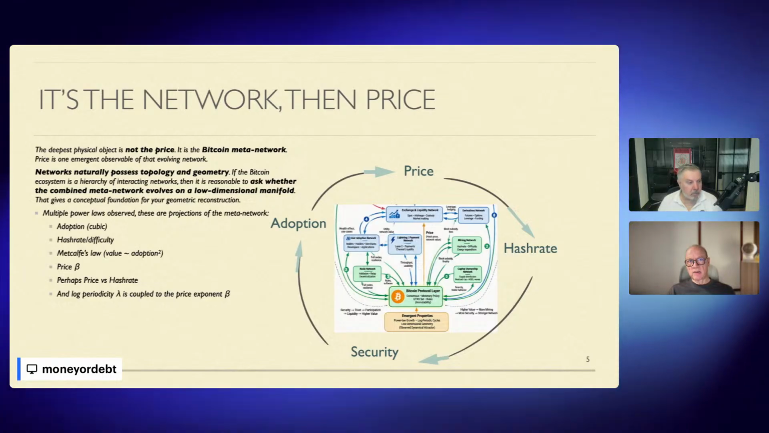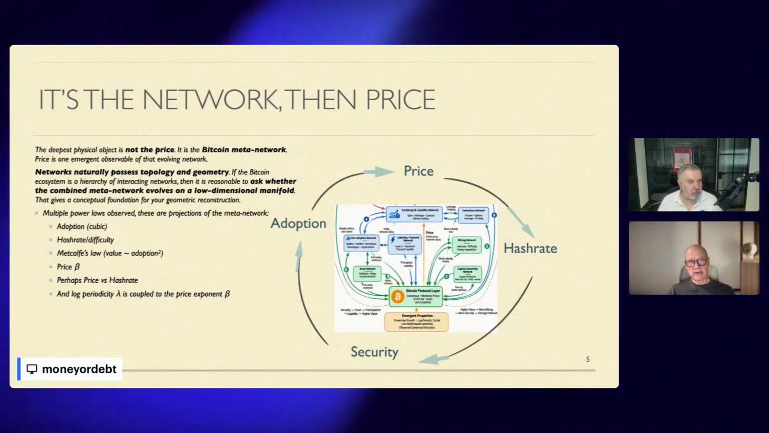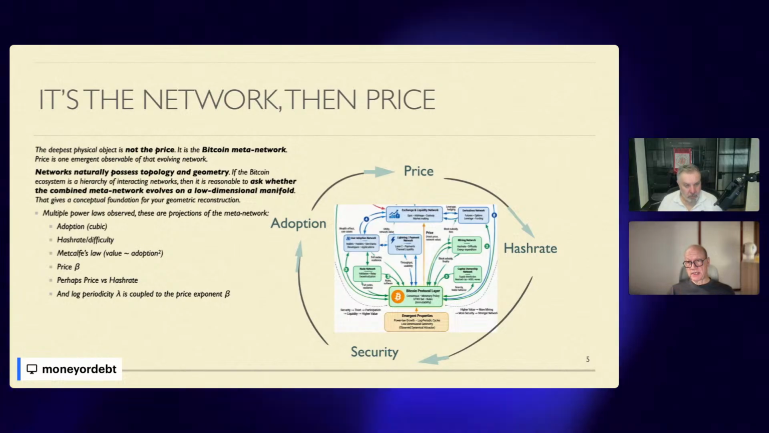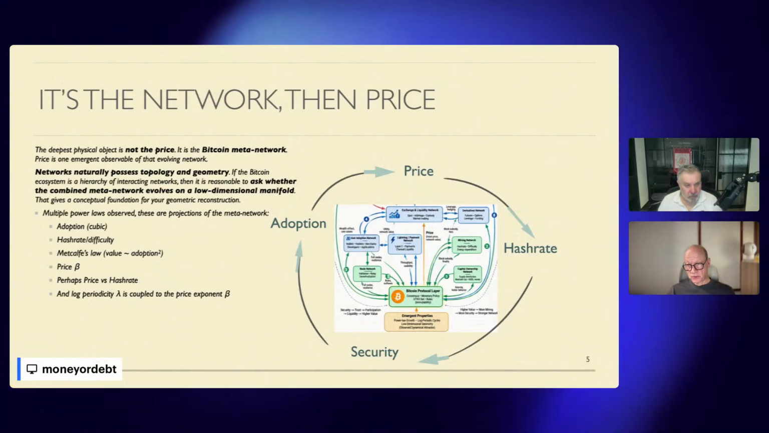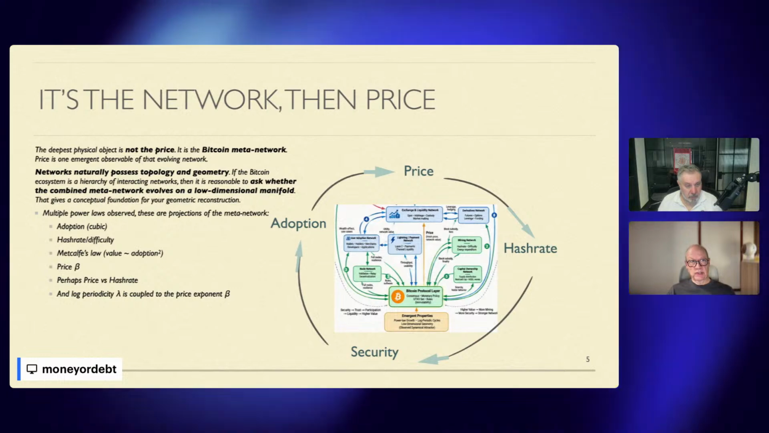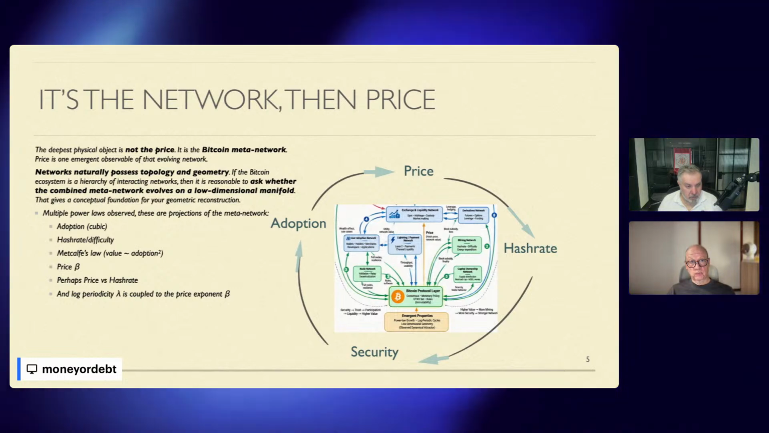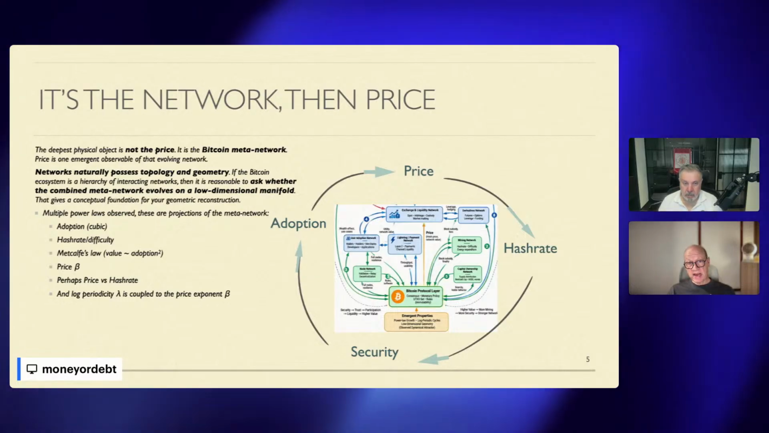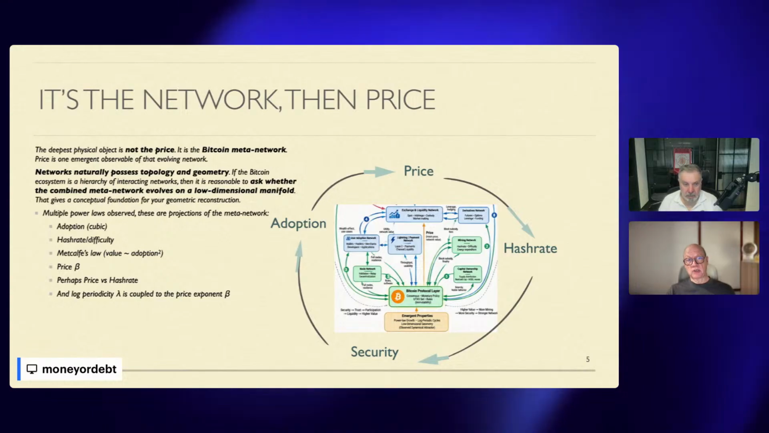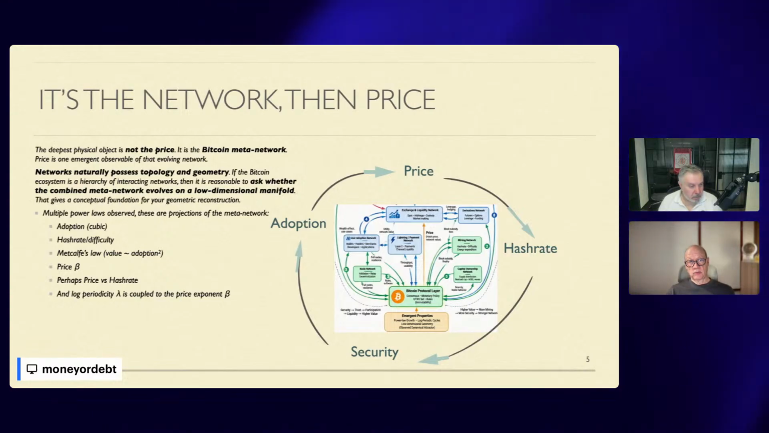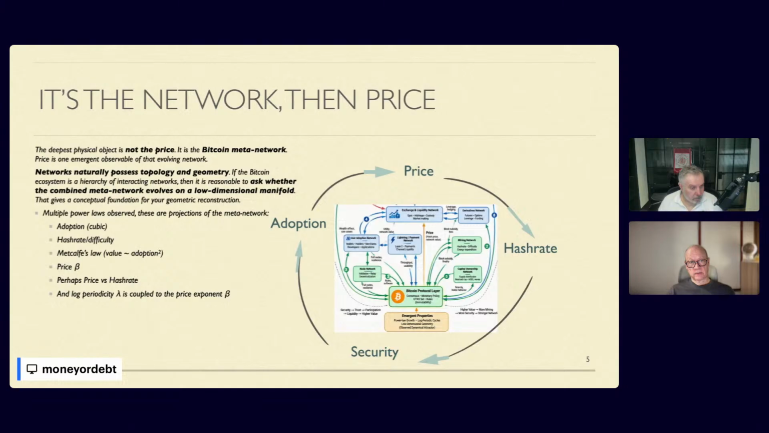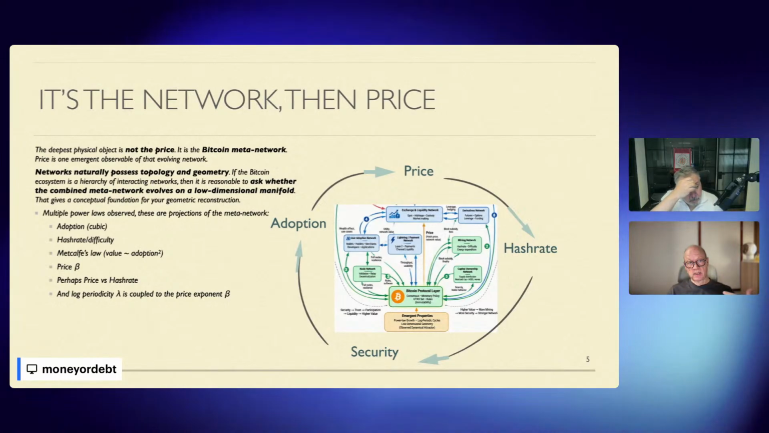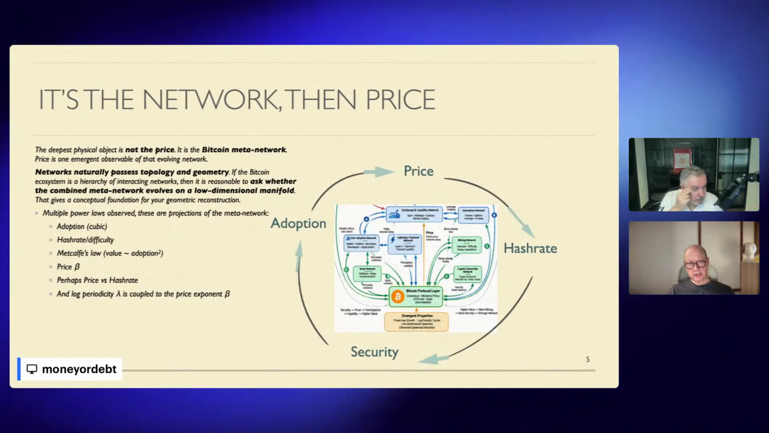The deepest physical object is not the price, it's the meta network, and price is an emergent observable. So we're observing price in order to understand the dynamic geometry of the network. Topology and geometry is a natural basis. So once you have that, then you can ask this question about, is there a lower dimensional manifold? And we can explore that. And just reminding you the multiple power laws of adoption, hash rate, Metcalfe's law, and of course the price.